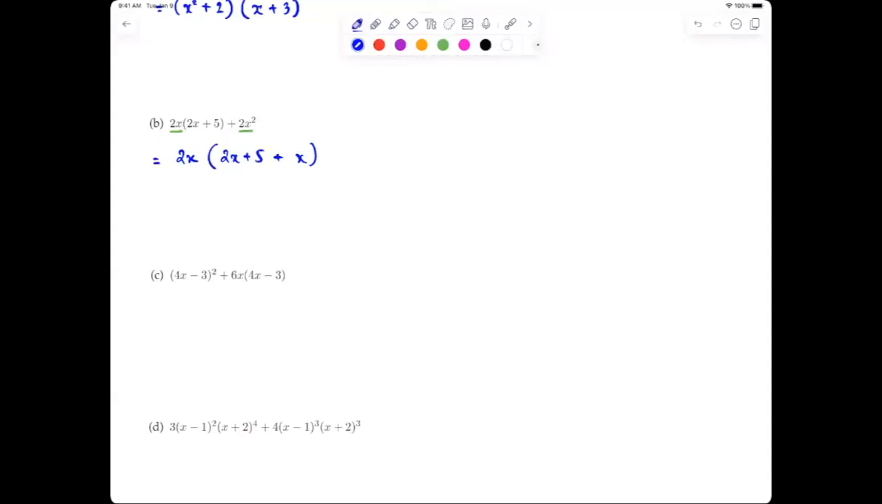So just try to simplify as much as you can. Inside the parentheses here, you can combine like terms. So 2x plus x is 3x. That's the answer.